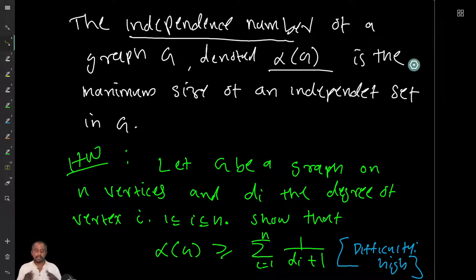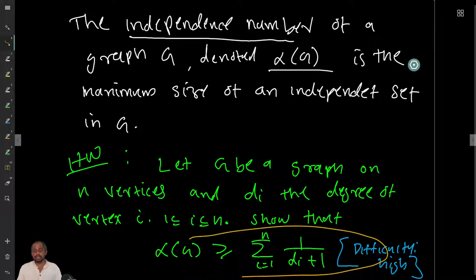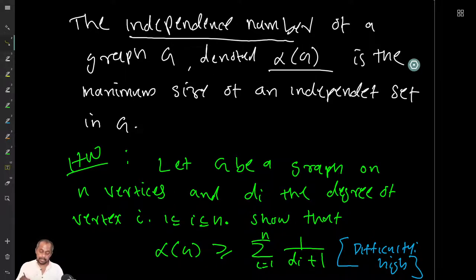Now, a homework question asks you to show that, given a graph on n vertices, where for each vertex i the degree is given by d_i, the independence number of the graph G is greater than or equal to the summation i equal to 1 to n of 1 by d_i plus 1. So alpha of G is greater than or equal to the summation i equal to 1 to n of 1 by (d_i plus 1). Now, this is a nice question, and I would say that it's reasonably difficult. But you should give it a serious try.